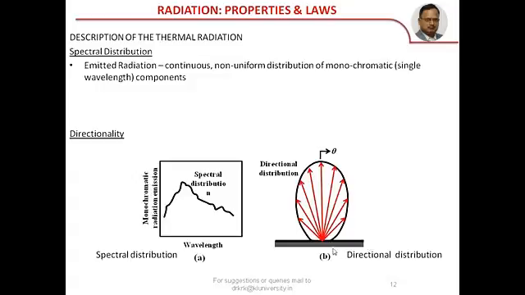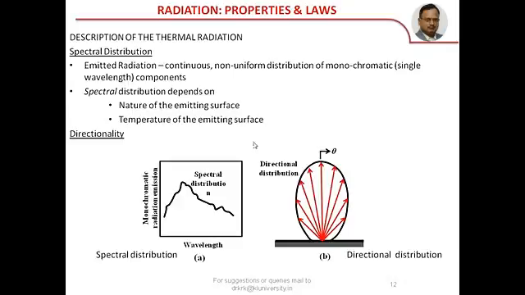If you look at thermal radiation, it is divided into two types. One is spectral distribution and the other is directional distribution. The spectral distribution depends on the wavelength of the waves and is also known as monochromatic radiation emission. At a particular wavelength, what is the radiation emission? That kind of emitted radiation, which is a continuous, non-uniform distribution of monochromatic components, is called spectral distribution. It depends on the nature of the emitting surface and also on the temperature of the emitting surface.